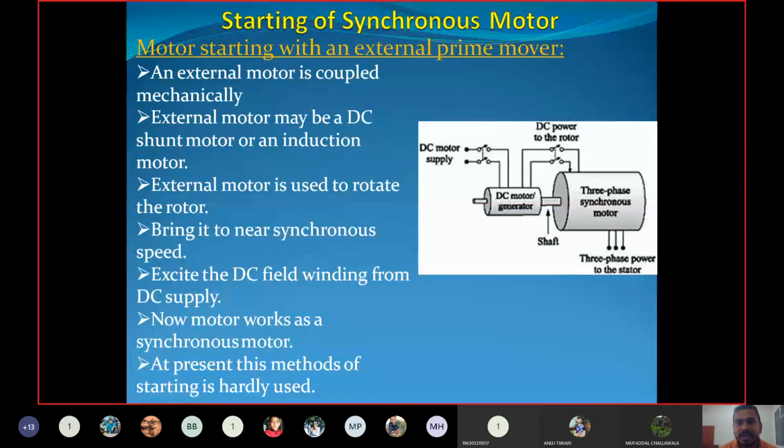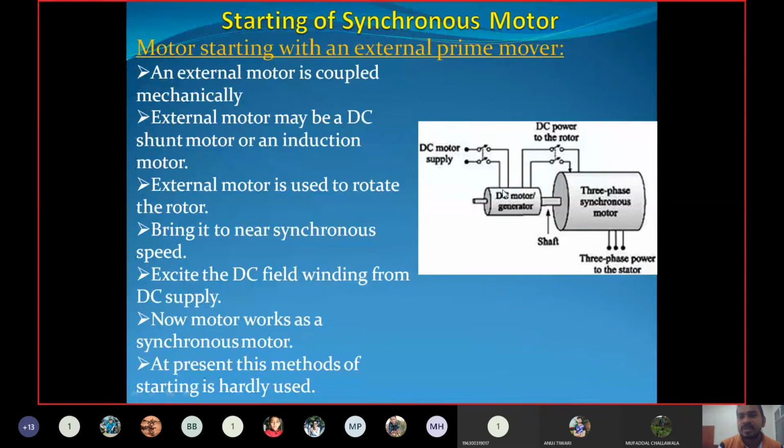Now in place of the DC motor, we have a three-phase induction motor. So we have to switch on the three-phase supply. As soon as the three-phase supply is switched on, it is given to the induction motor.